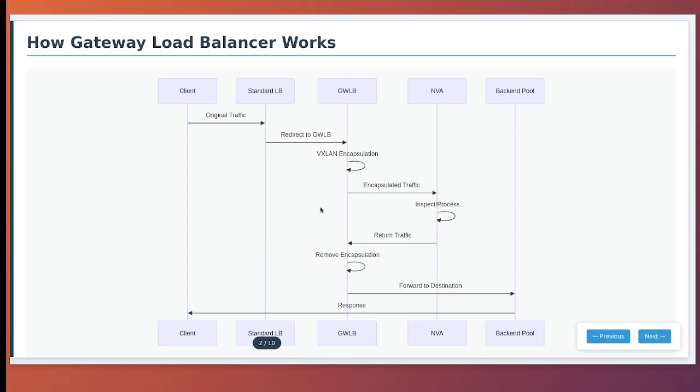One crucial point. The GWLB maintains session affinity using a 5-tuple hash. This means that all packets from a specific flow, same source IP, source port, destination IP, destination port, and protocol, will always go to the same NVA instance. This is critical for stateful inspection and ensures that your NVAs can properly track connections.